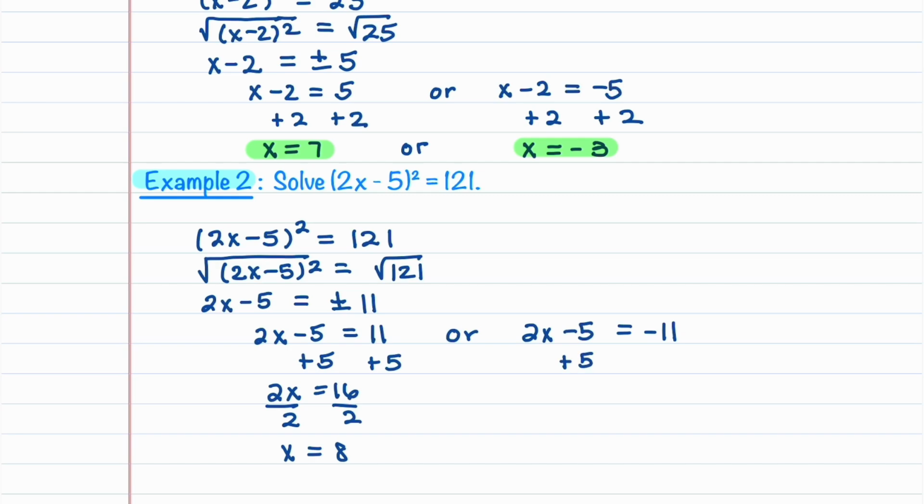Now let's go to the one on the right. Again, we're going to add 5 to both sides, and we get 2x is equal to minus 11 plus 5. That's equal to minus 6. Now let's divide by 2, and we get x is equal to minus 3. And we'll put an or here. The reason that we have an or is that x is equal to 8 can be a solution, or x is equal to minus 3 can be a solution. Let's now look at 2 more examples that are a little bit more complicated.